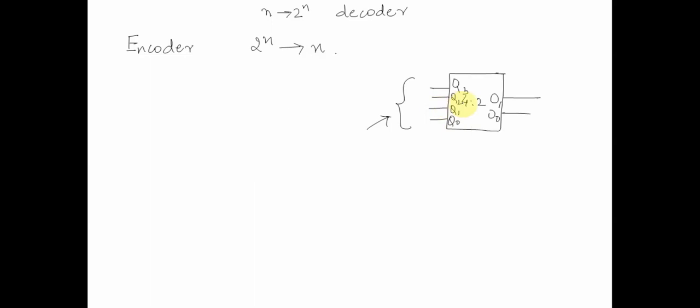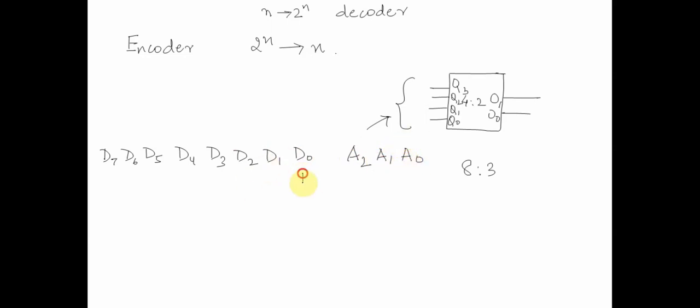Let's look at an example for an encoder. So basically this is 4 to 2. Similarly, there will be an 8 to 3 encoder as well. When we talk about the 8 to 3 encoder, we have 8 inputs. Let's call them D7, D6, D5, D4, D3, D2, D1, D0, and then we have 3 outputs, A2, A1, A0. Let's call them like this.